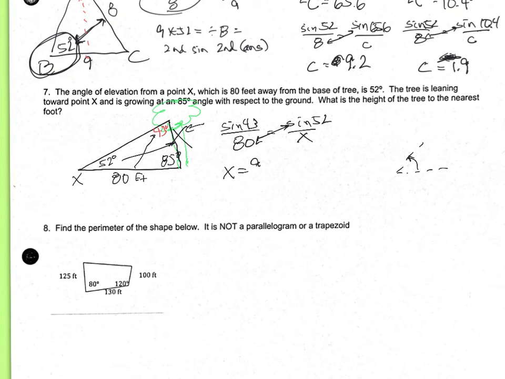You get it right around 92.44. Directions say nearest foot. So we'll call that 92 feet. It's a tall tree.